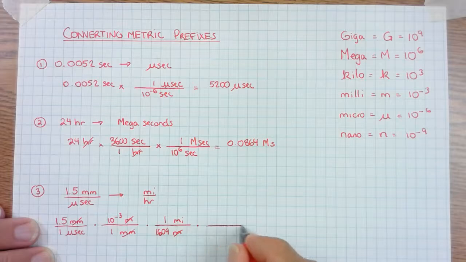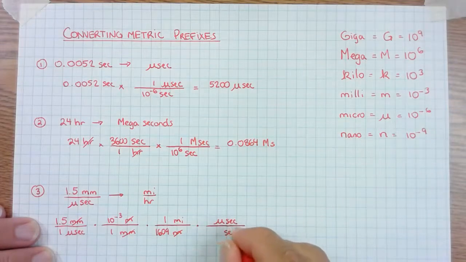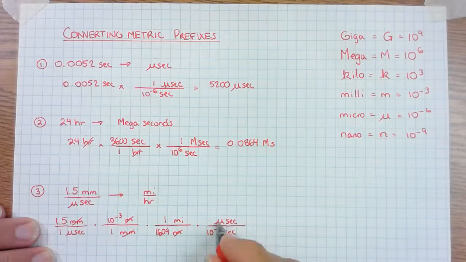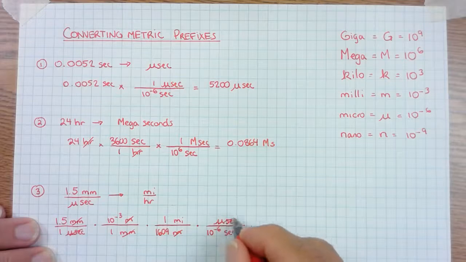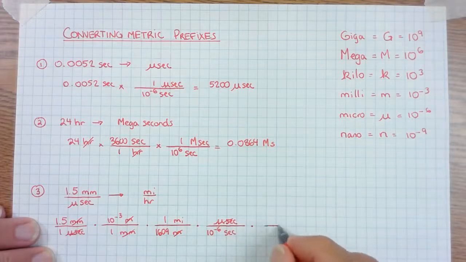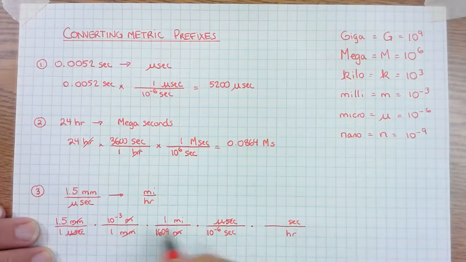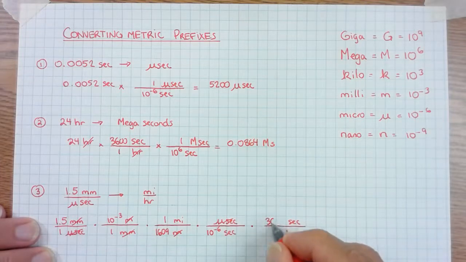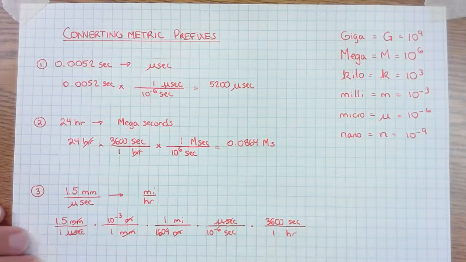We need to get rid of the microsecond, so we need a microsecond in the numerator because it's in the denominator here. And we're going to need a second here. Micro means 10 to the negative 6. So we have 10 to the negative 6 seconds, 10 to the negative 6 seconds. That's going to cancel the microseconds and give us seconds. And then we've got to get rid of the seconds and get hours because our answer is in miles per hour. There are 3,600 seconds in 1 hour. So here's our big long conversion, and we've set it up so that everything cancels.